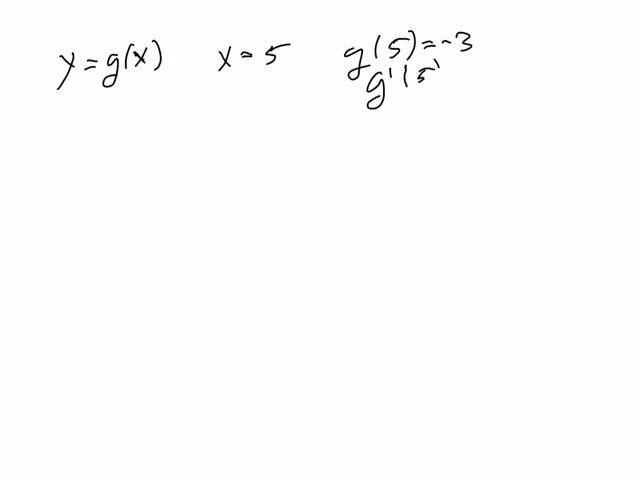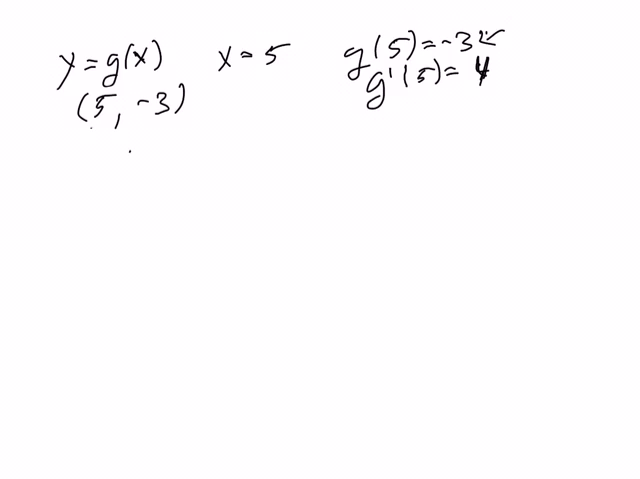So, okay, we have y equals g of x, and we wanted x equals 5. If g of 5 is equal to -3, and g prime of 5 is equal to 4, we want to find the tangent line at 5. So we are looking at the point 5 comma -3, right? Sorry, we're looking at the point 5 comma -3, because this is the y coordinate.